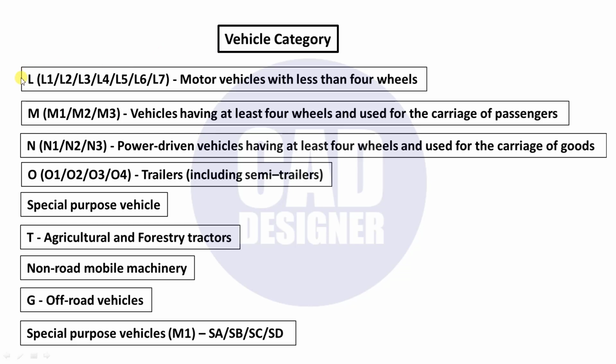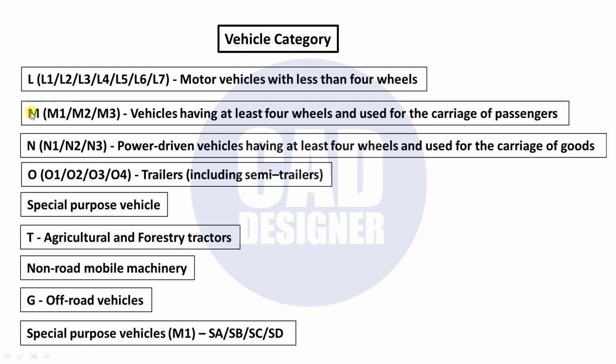So the first category is L, which is subdivided into the L1 to L7 categories. The motor vehicles with less than 4 wheels fall under the L category, plus some four wheelers also come under this L category. I will show you in the next slide.